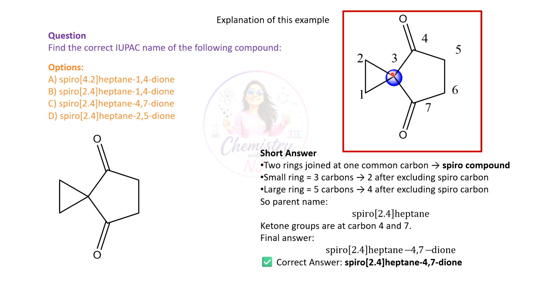After the spiro atom, we start the numbering: 1, 2, 3, 4. This one is carbon number 4, and this carbonyl group is at number 7. Since there are two ketone groups, we use the suffix dione. So the final name is spiro[2.4]heptane-4,7-dione. So the correct answer is spiro[2.4]heptane-4,7-dione, option C.